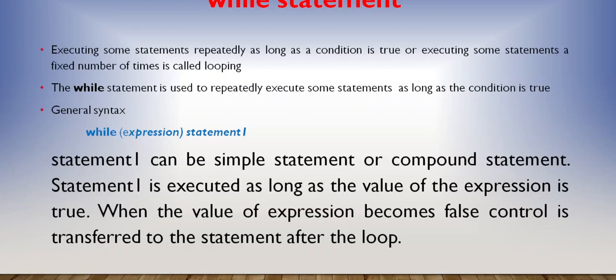The general syntax of the while statement is: while expression statement 1. That means as long as the value of this expression is true, this statement will be executed, until the value of the expression becomes false. In C language, anything other than 0 is true. So while this expression is true, execute this statement. That is the general syntax of the while.